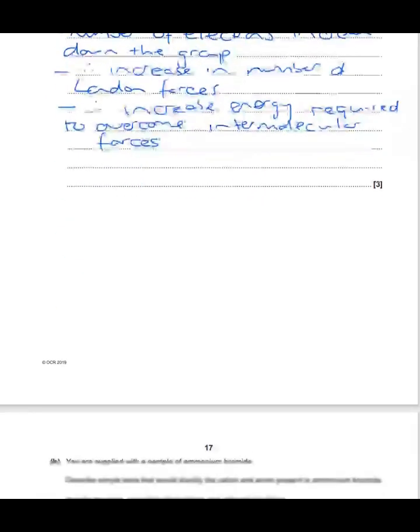Part B, we are supplied with a sample of ammonium bromide. Describe simple tests that will identify the cation and anion present in ammonium bromide. We have to give reagents, observations, and the equations. So we'll start with the cations, which are positive, so that's going to be the ammonium. So how can we identify the ammonium within this? So we've got to do our reagents.